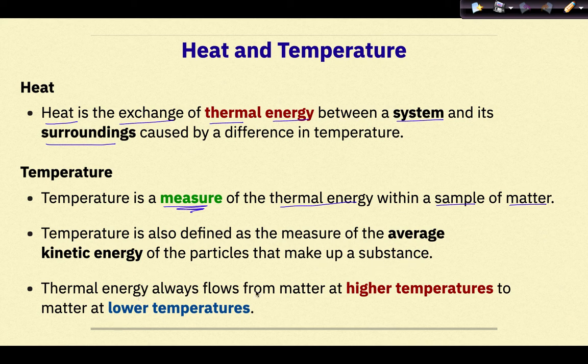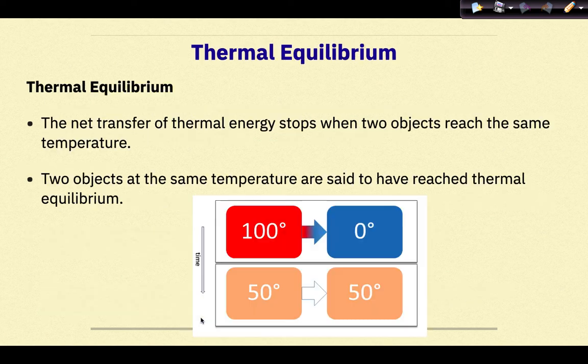Thermal energy always flows from matter at a higher temperature to matter at lower temperatures. Thermal equilibrium. The net transfer of thermal energy stops when two objects reach the same temperature. Two objects at the same temperature are said to have reached thermal equilibrium. So if I have an object at 100 degrees Celsius and another object at 0 degrees Celsius, energy is going to transfer from the hotter object at 100 degrees Celsius to the object at 0 degrees Celsius until they reach the same temperature.